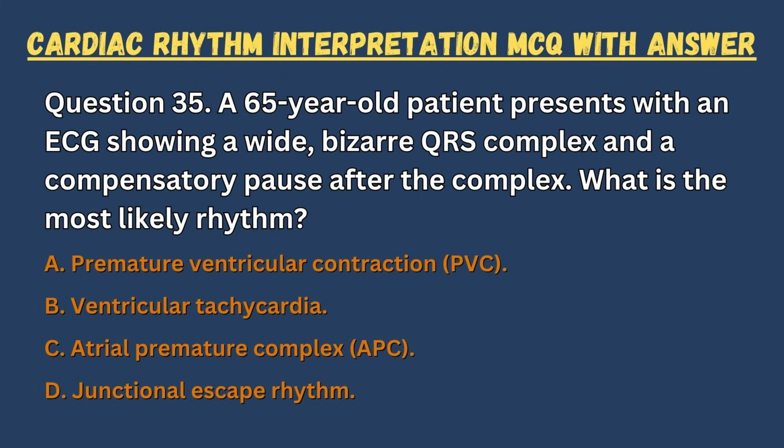Question 35. A 65-year-old patient presents with an ECG showing a wide, bizarre QRS complex and a compensatory pause after the complex. What is the most likely rhythm? A. Premature ventricular contraction, PVC. B. Ventricular tachycardia. C. Atrial premature complex, APC. D. Junctional escape rhythm.